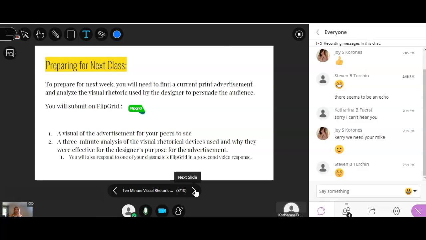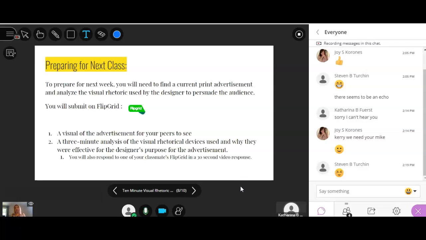To prepare for next week, you're going to need to find a current print advertisement. So this isn't something that you're going to have to record from TV or online or anything, but something that's actually just a still image, and analyze the visual rhetoric kind of like we did today, right? Used by the designer to persuade the audience, right? You are going to submit this on Flipgrid. The Flipgrid is going to be posted on Google Classroom. So make sure that you look for the assignment and the Flipgrid address on Google Classroom.